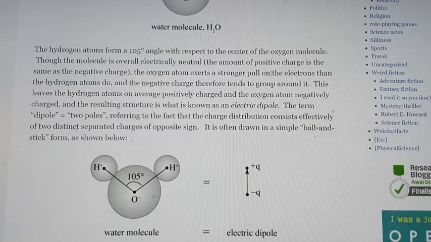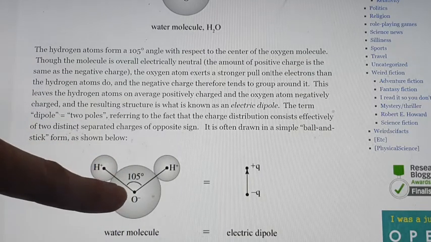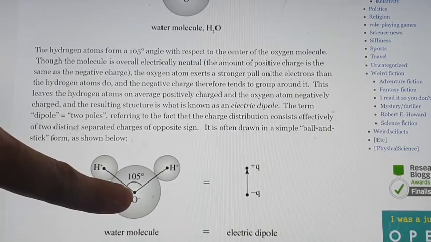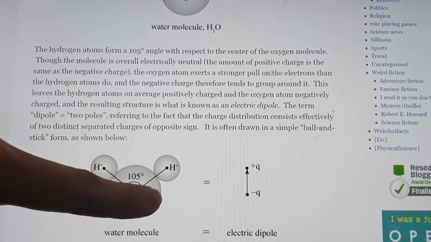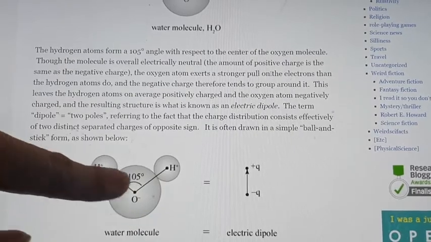Okay, so the hydrogen atoms form a 105 degree angle with respect to the center of the oxygen molecule. Though the molecule is overall electrically neutral, the amount of positive charge is the same as the negative charge. The oxygen atom exerts a stronger pull on the electrons than the hydrogen atoms do. Well, because there are more protons in the oxygen, so it pulls the electrons closer to the oxygen. So therefore, the electrons spend more time at the oxygen than the hydrogen.